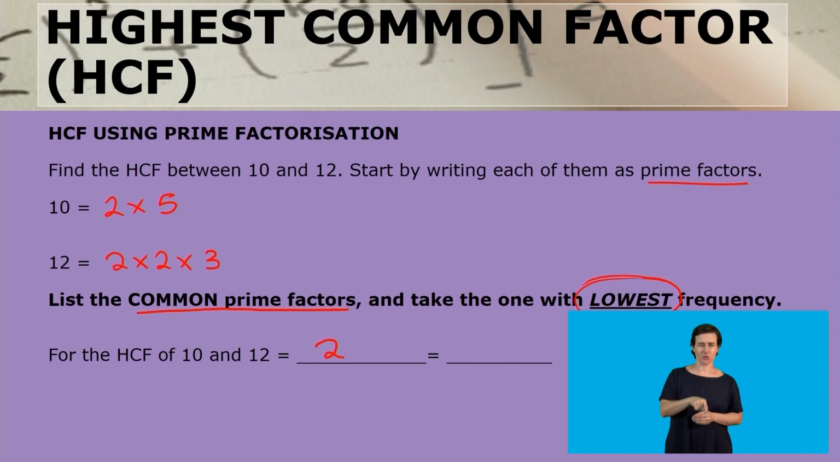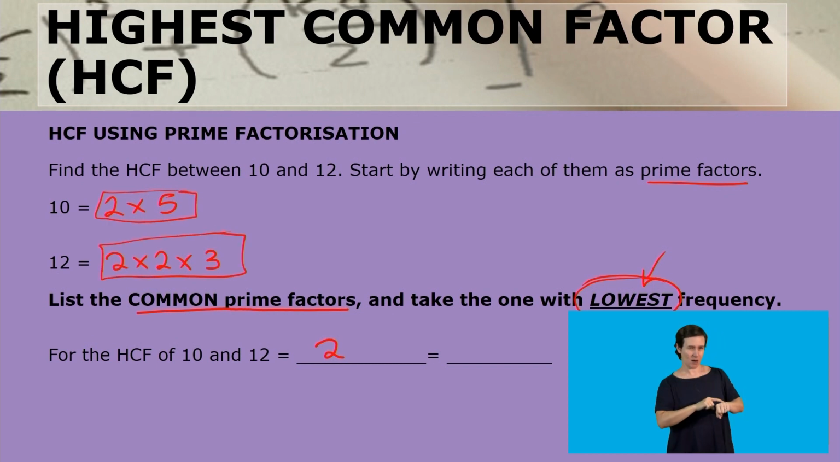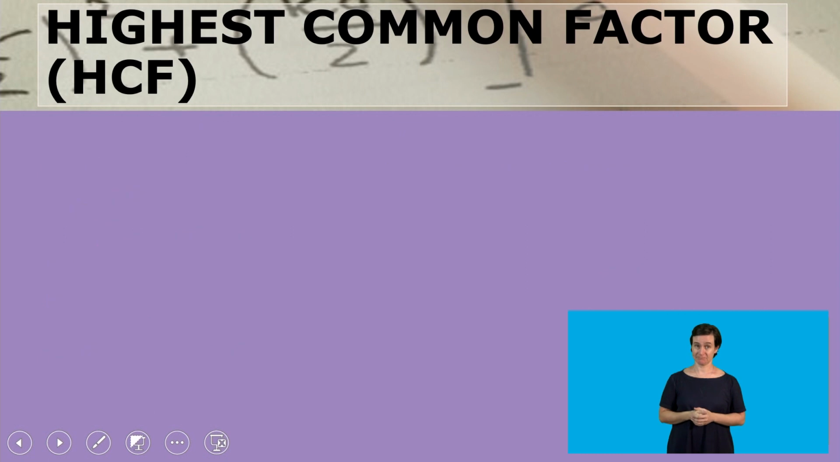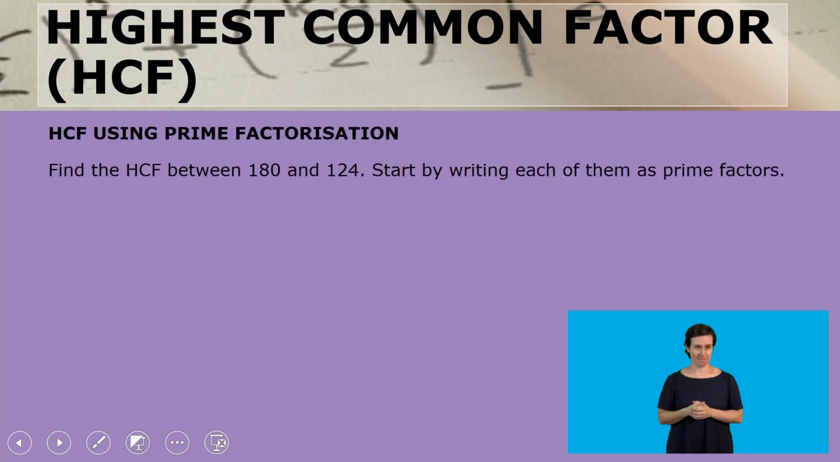Then after we list the common ones, we are looking for the lowest frequency. And the lowest frequency here, we can see that here it only appears once, but here the 2 appears twice. And the lowest frequency there is just once, meaning we leave it as it is. It means that the HCF for 10 and 12 is just 2. Okay? Let's look at some more numbers for the highest common factor.